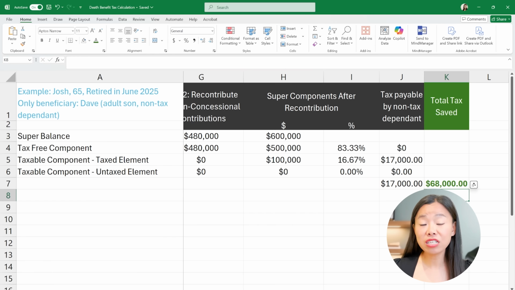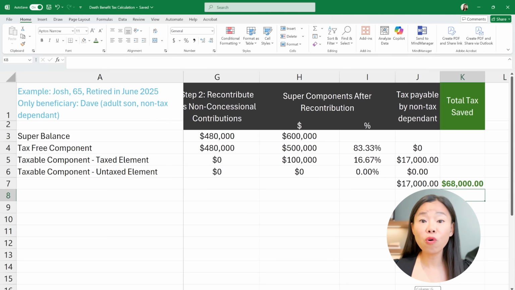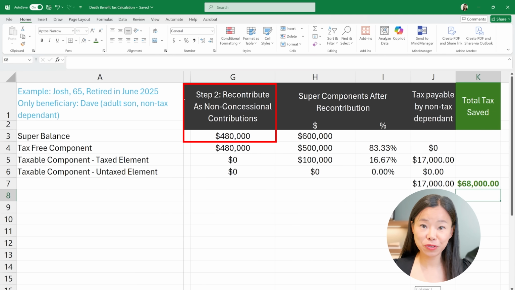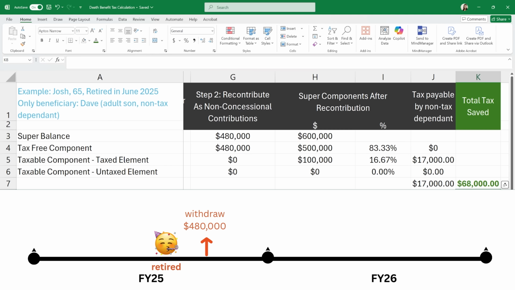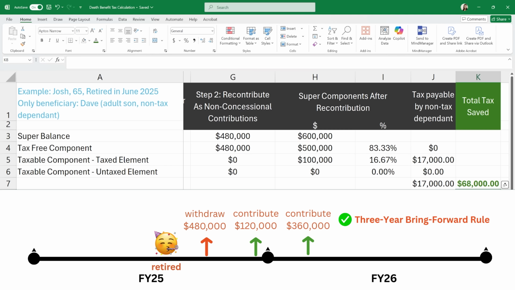Now let's walk through how Josh was able to contribute the full $480,000 back into his super. In June 2025, Josh contributes $120,000. That uses up his annual cap for non-concessional contributions for FY25, but doesn't trigger the bring forward rule. Then, just after the start of the new financial year in July 2025, he contributes another $360,000. This time, the 3-year bring forward rule is triggered, letting him use 3 years worth of contribution caps at once.